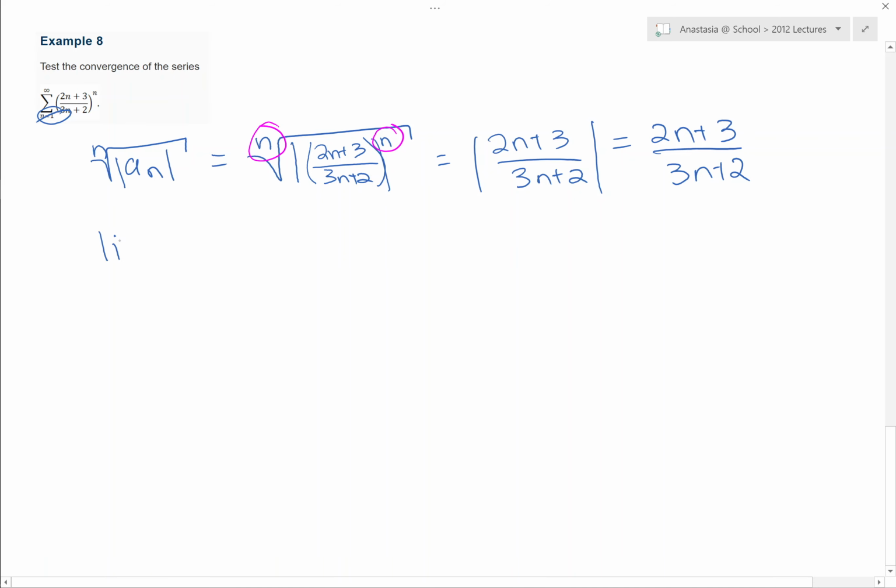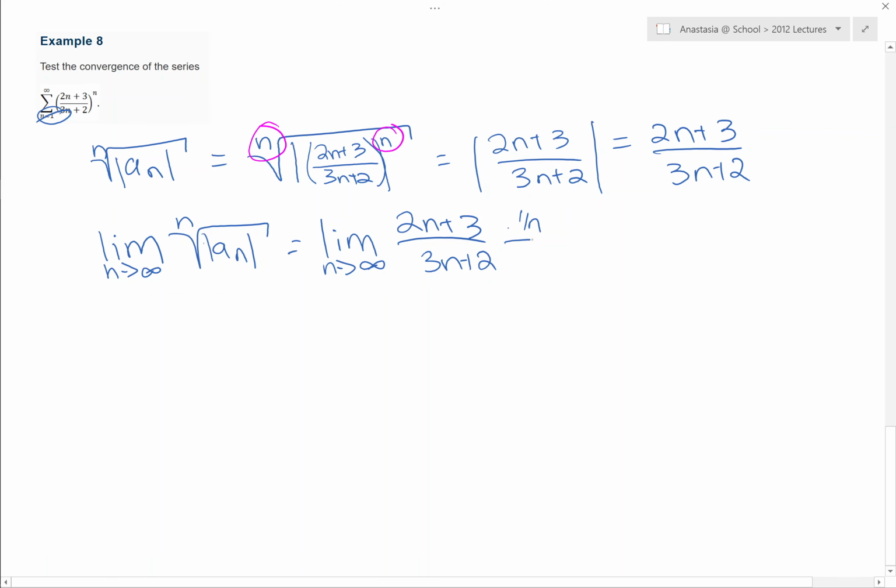So then, for the root test, we need to look at the limit as n goes to infinity of this nth root of our term. So that means the limit as n goes to infinity of 2n plus 3 over 3n plus 2. We can evaluate this limit by multiplying by our highest power in the denominator, which is an n, or multiplying by the reciprocal, so it would be a 1 over n in both of those.